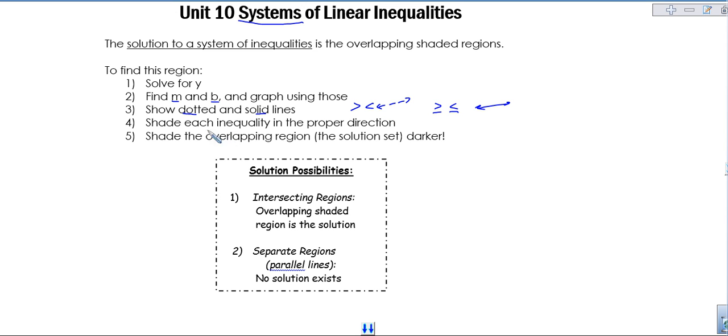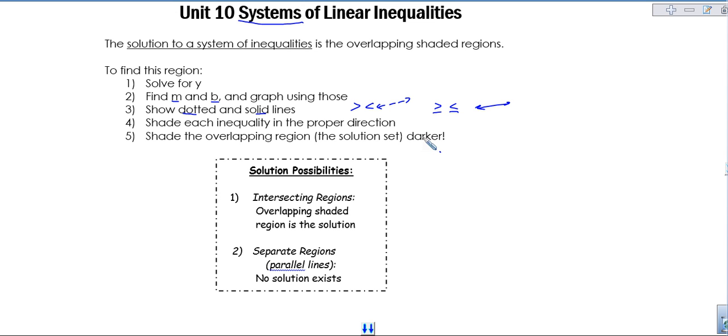Then you're going to shade each inequality in the proper direction. Greater thans go up, less thans go down, unless you have an x equals line, and then less than goes to the left, greater than goes to the right. And when you have the overlapping region, make sure you understand that that needs to be the darker one, because that's actually the only answer.